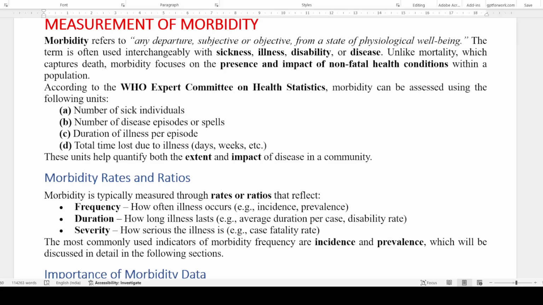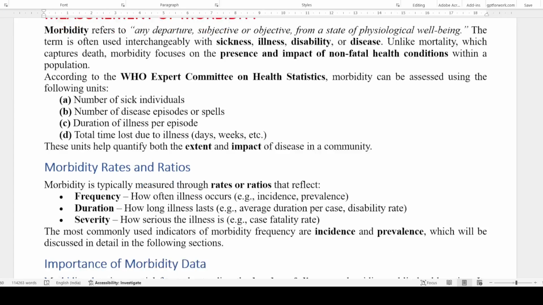assessed using the following units like number of sick individuals, number of disease episodes, or duration of illness per episode, and total cost lost, total time lost due to his illness. So these units help quantify both the extent and impact of the disease in the community.